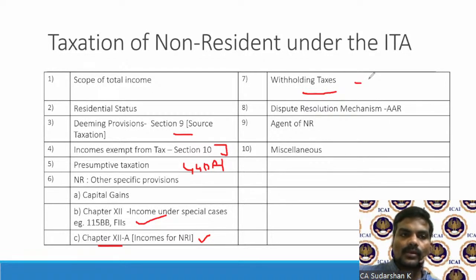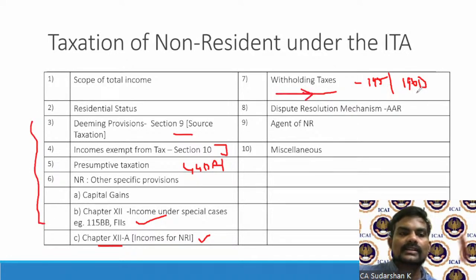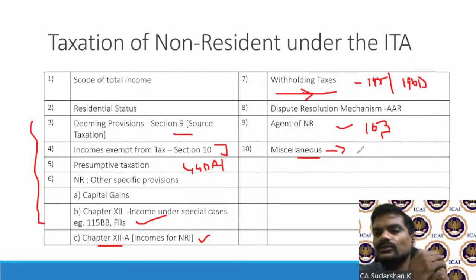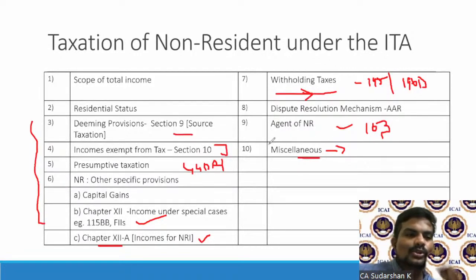Withholding tax, 195. We also looked at other nuances on 196D and 194E. So basically all those incomes that are payable to a non-resident, the resident has to withhold taxes. Agent of NR, you would have covered in a separate chapter, 163. And there are some other miscellaneous aspects in the material, which in my view are not very relevant. For example, a license office has to submit a statement and other aspects. You can go through the material just to be cognizant about those small miscellaneous provisions.